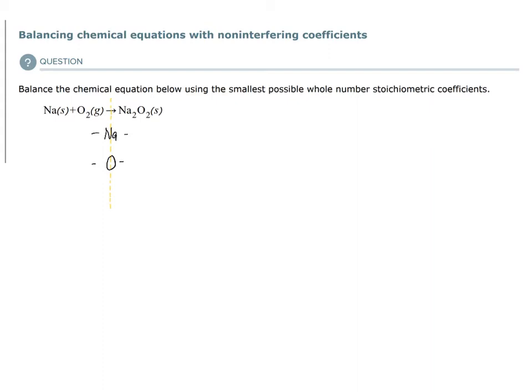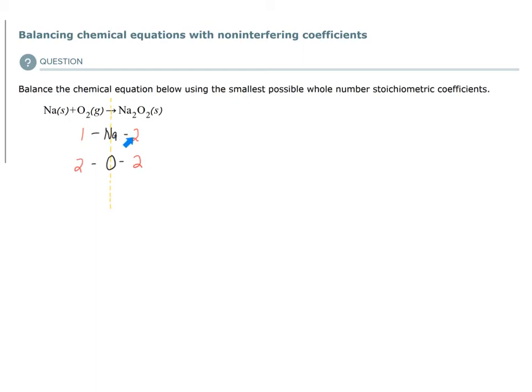Well, on the left side of this chemical equation, I have one sodium atom to begin. On the right side, I have two. On the left side, I have two oxygen atoms to begin, and on the right side, I have two. What this tells me is, from the very beginning, that this reaction is not balanced. Somehow I went from one sodium atom to two sodium atoms, although the number of oxygen atoms is balanced.